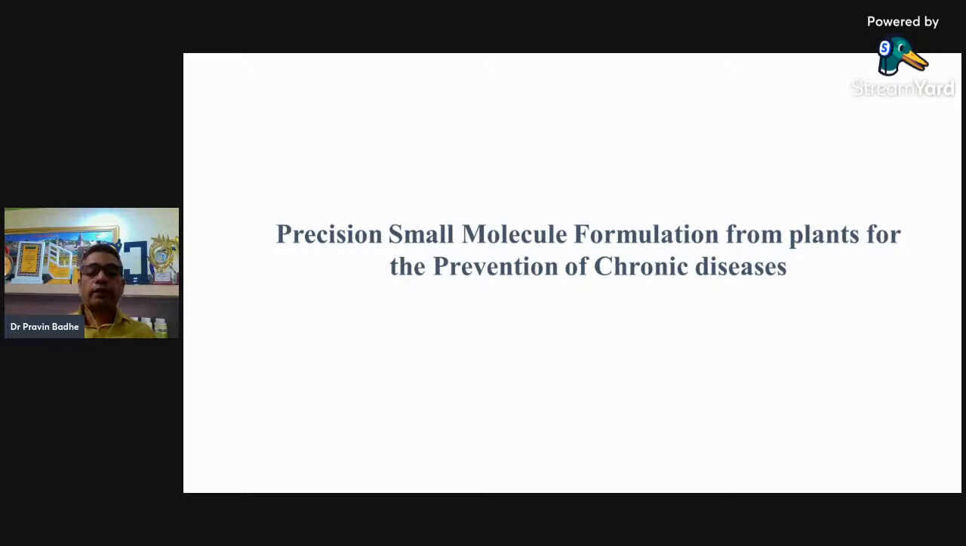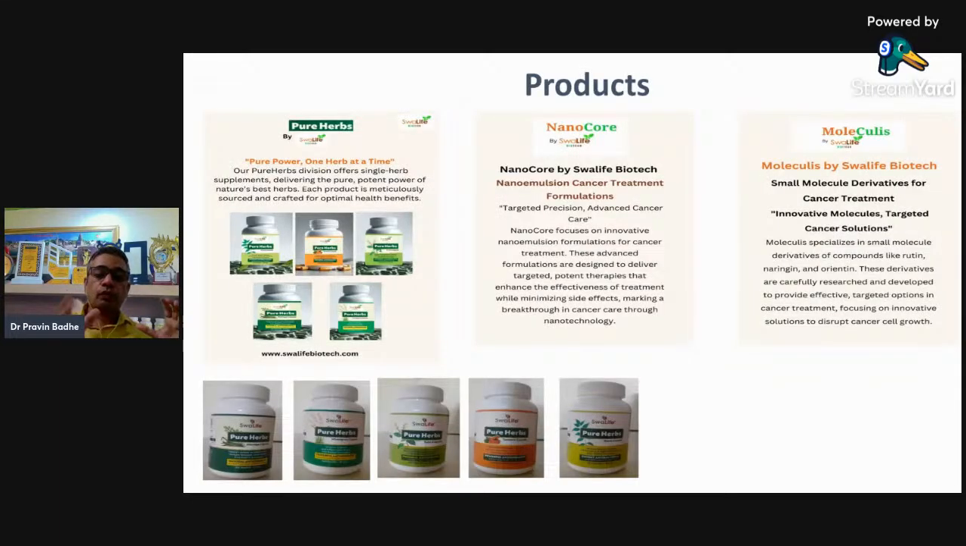Before doing that, as I told you, we already have three divisions working on this. The polar ones, we are looking at for prevention, which we name Pure Herb. We are looking at the small molecules from a single herb, and we are developing a product which can target different proteins from that pathway.